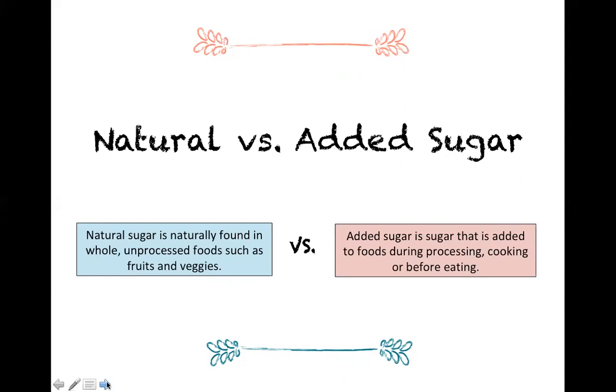Some of those reasons include sweetness, which is the obvious answer, preservation, texture, color, like you think of caramel, and viscosity or thickness. Remember that not all food manufacturers have bad intentions when they add sugar to their products. They may simply be adding sugar so that they can give you a better final product.